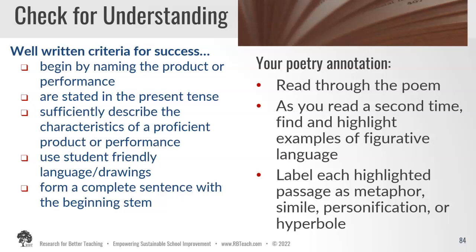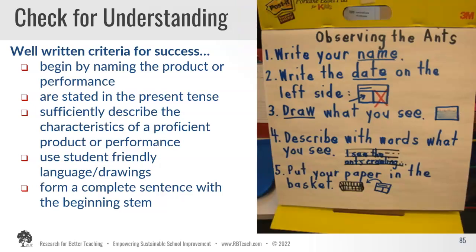I mean, one could argue that the last bullet is pretty close to being a criteria for success, where students are labeling highlighted passages as metaphor, simile, personification, or hyperbole, but the first two bullets are directions. Observing the ants. Write your name, write the date on the left side, draw what you see, describe with words what you see, put your paper in the basket. Okay, again, directions. These are not criteria for success. You shouldn't have them numbered.